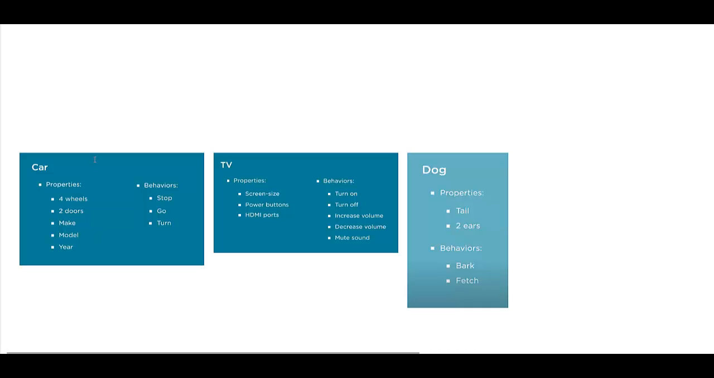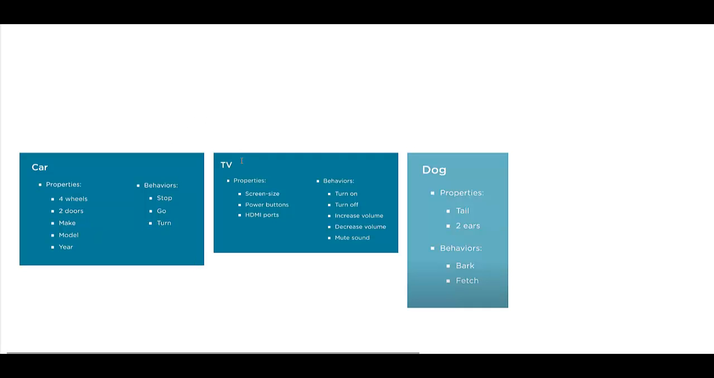For example, take a real-world object car. This car has properties: 4 wheels, 2 doors, maker, model and year. And the behavior of this object car is that it can stop, go and turn.